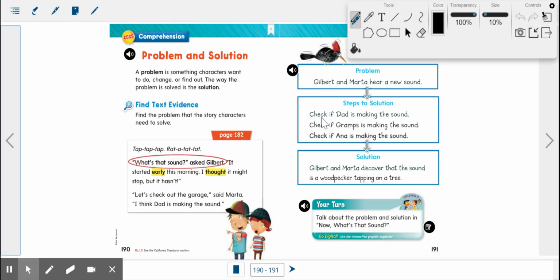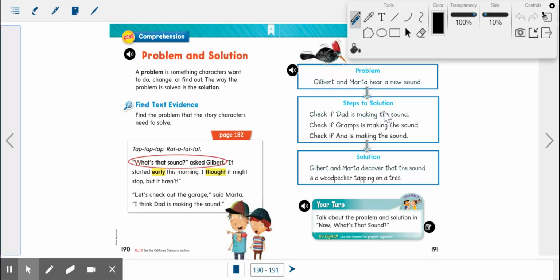They first check if Dad is making the sound. Then they check if Gramps is making the sound. And then they check if Anna is making the sound. They did all of these things to figure out what was making that sound. Now, in the end, they make a discovery. They solve their problem by finding out that the woodpecker was tapping a tree, which was the source of the sound.